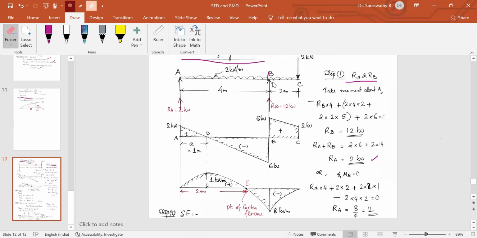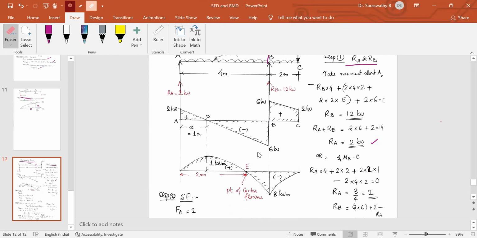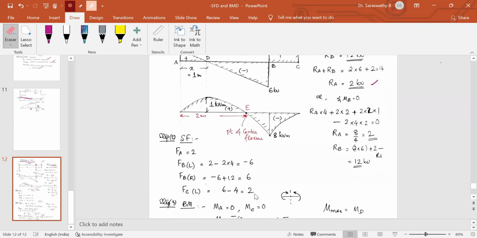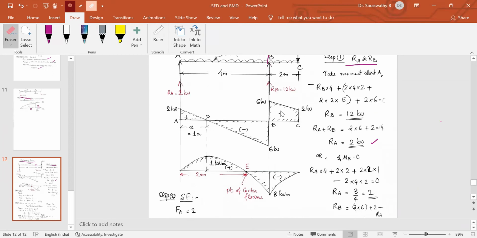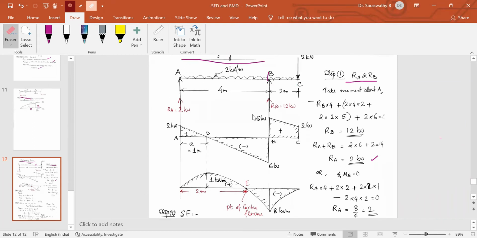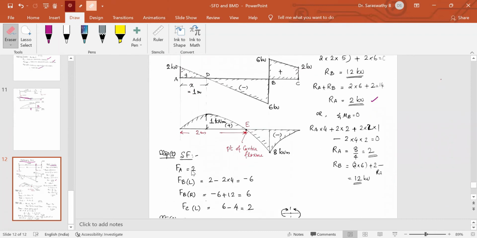Then in this portion, just to the left of C, see there's a vertical load. So just to the left of C, up to here we have reached 6. 6 minus 2 into 2, 6 minus 4, it is equal to 2. So you mark 2 kilonewton. Since UDL, connect 6 and 2 by a straight line. So this is how you have written each step: FA, FB left, FB right, and FC left.